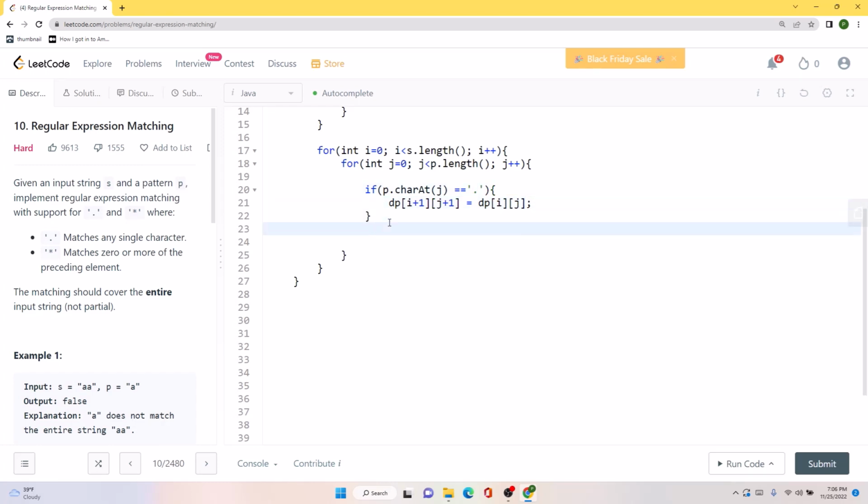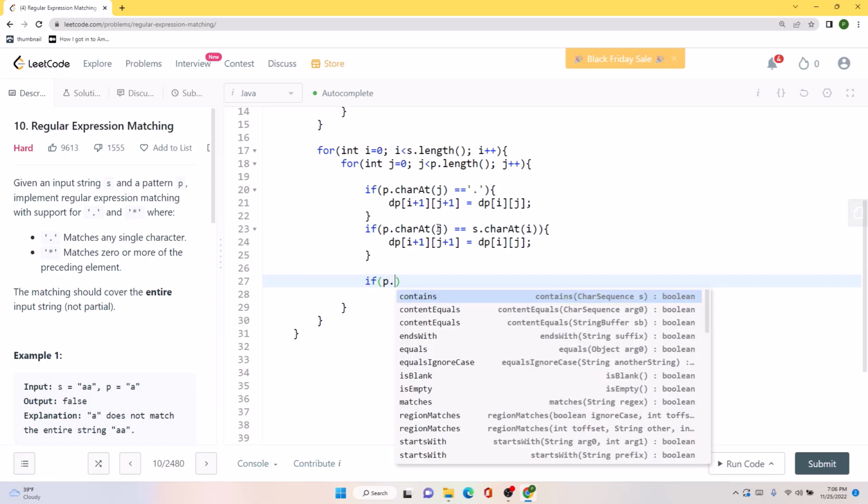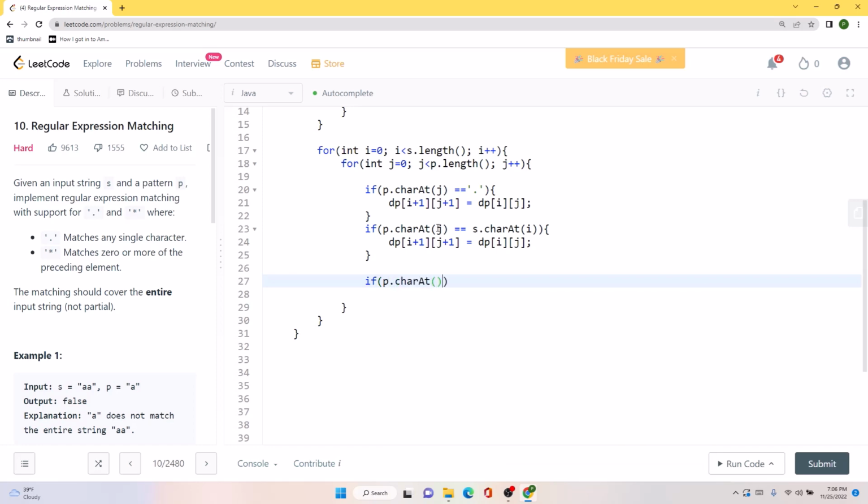Now the second possibility is that both of them are characters, and if they both match, we can also mark their value as the same as their diagonal value. Now we are at the third possibility: if the given character in the pattern is a star, then we will have to do some additional calculations.